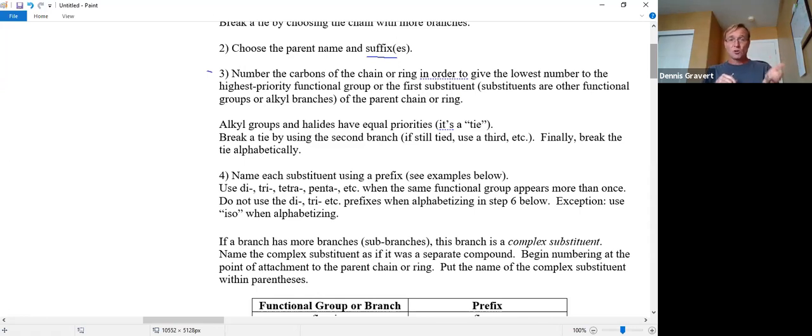If we have 4 chlorine atoms, and the chlorines are appearing on carbons 2, and on 3, and on 4, and on 5, and we have to name it, well, we don't want to say the chloro word 4 times. Let's just say it 1 time. And then we're going to stick a prefix tetra in front of it to say, hey, tetra means 4. So tetrachloro means there's 4 chlorines there. We have some examples of this too, all these details.